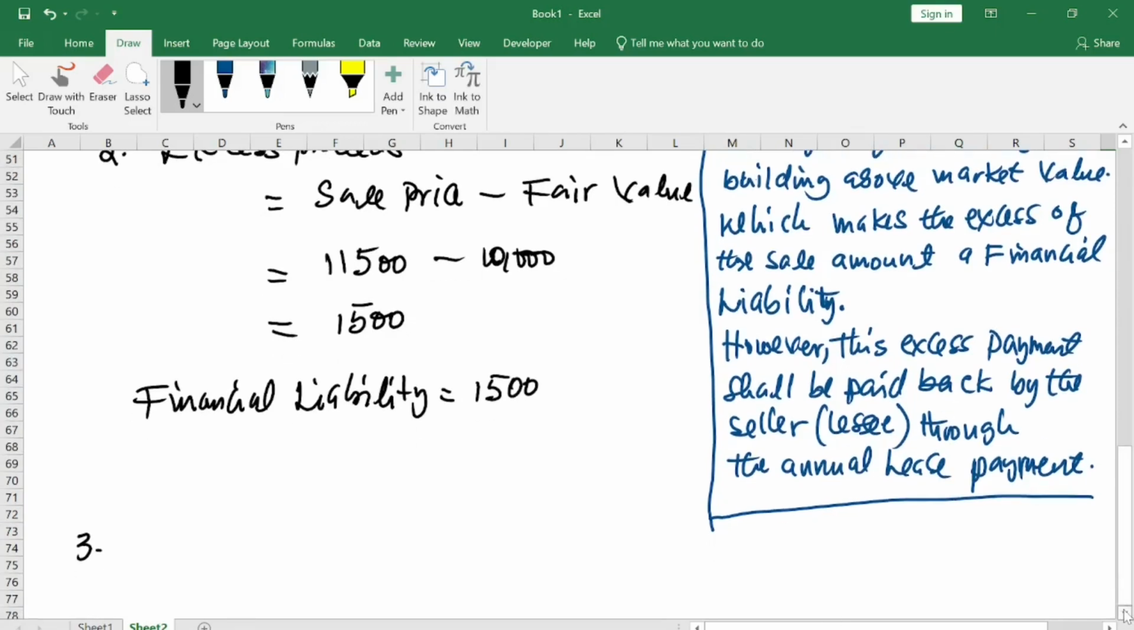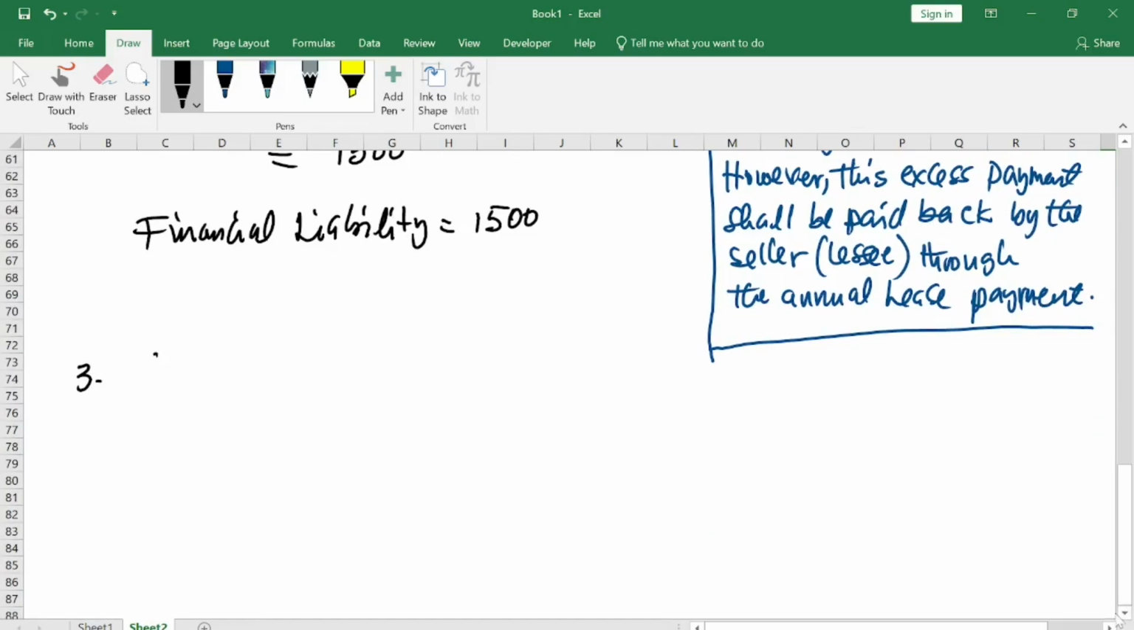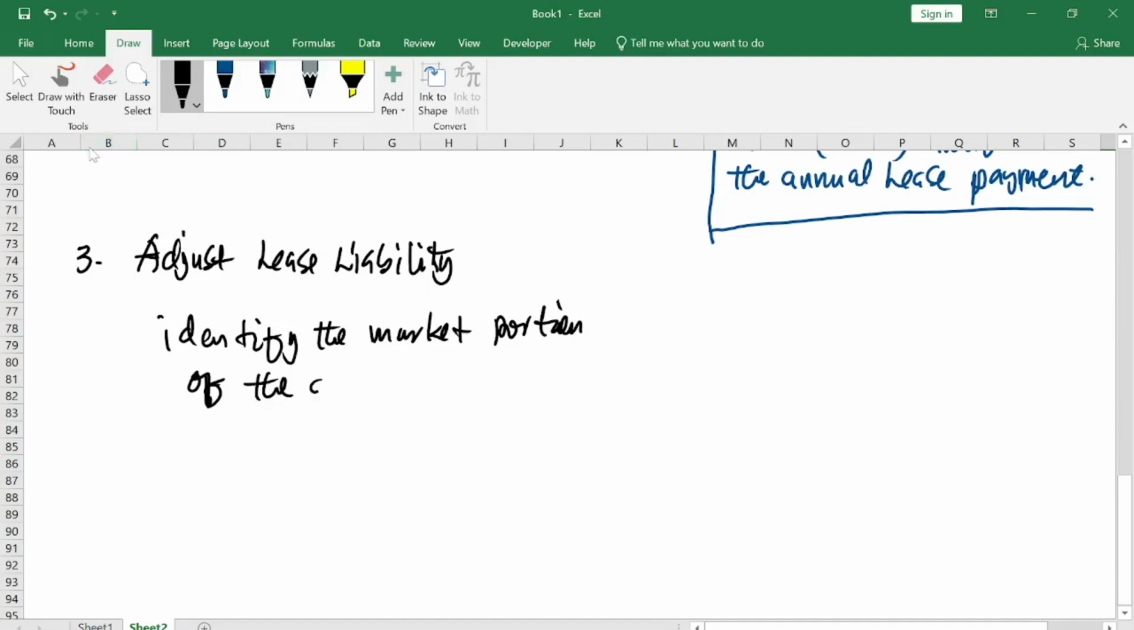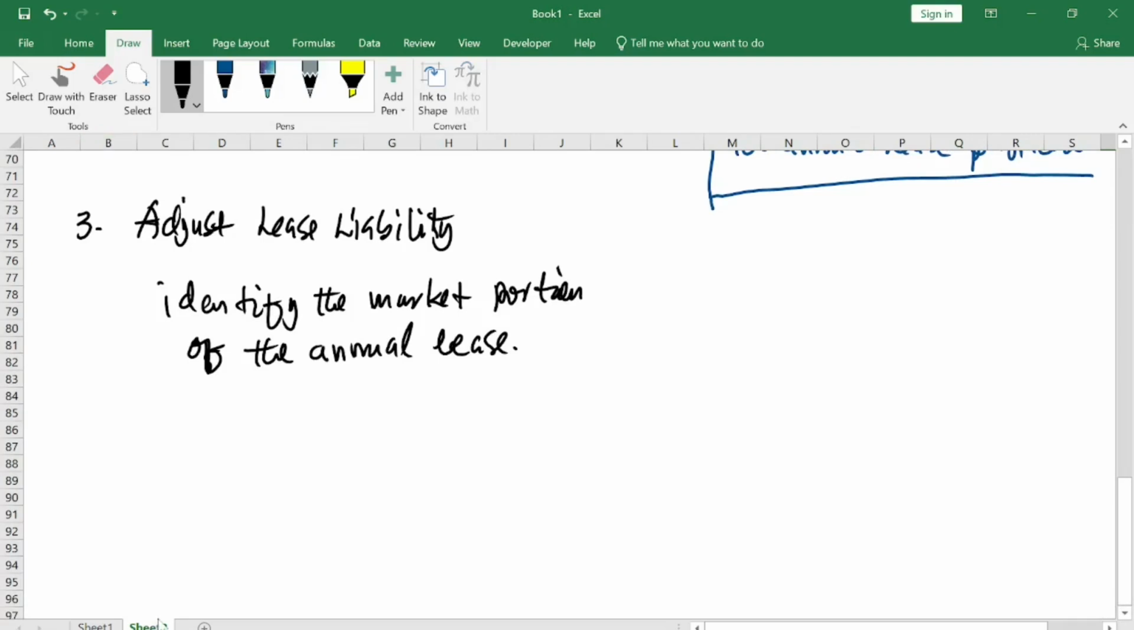All right. Now that we've understood this, let's come here. You do what you call adjustment of lease liability. Now, how do you adjust lease liability? We adjust lease liability by identifying the market portion of the annual lease. Good. What does this mean?